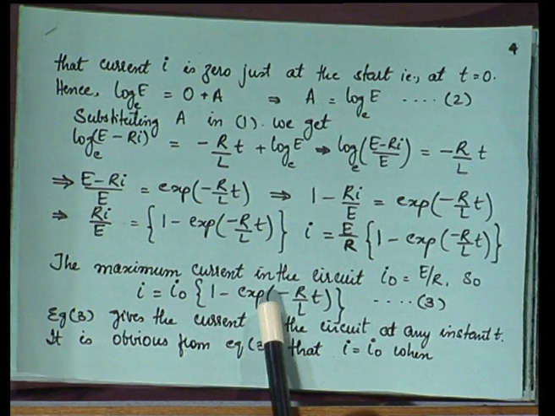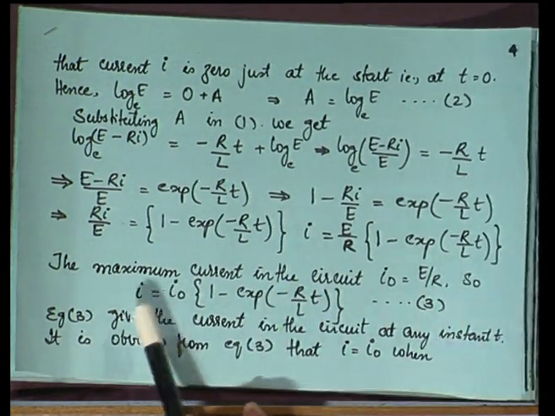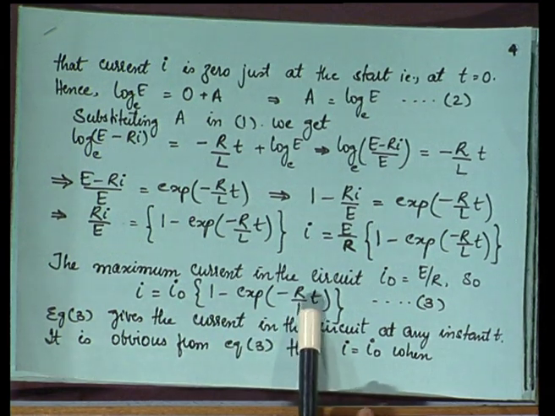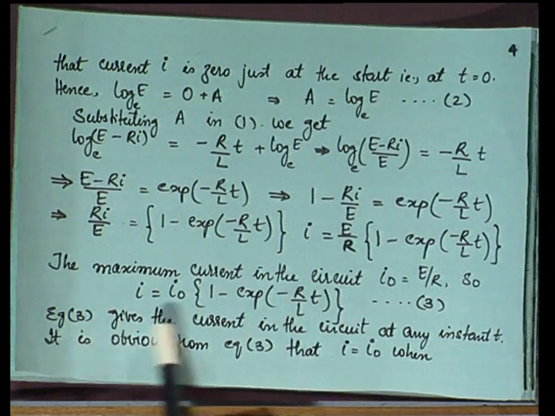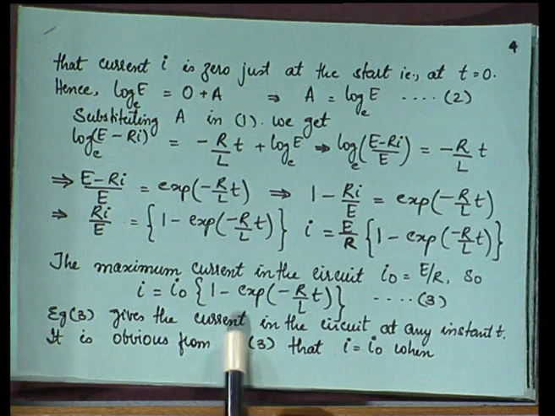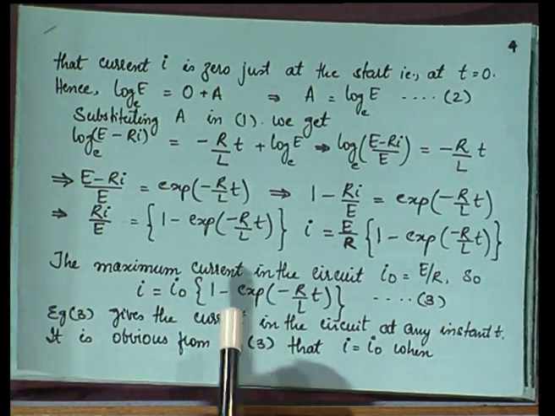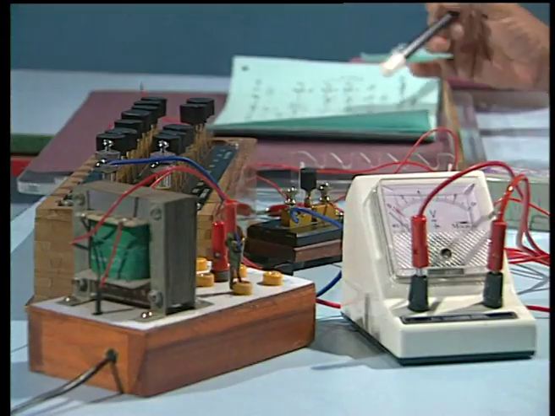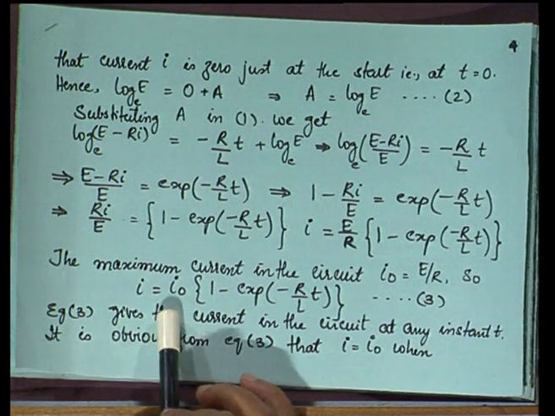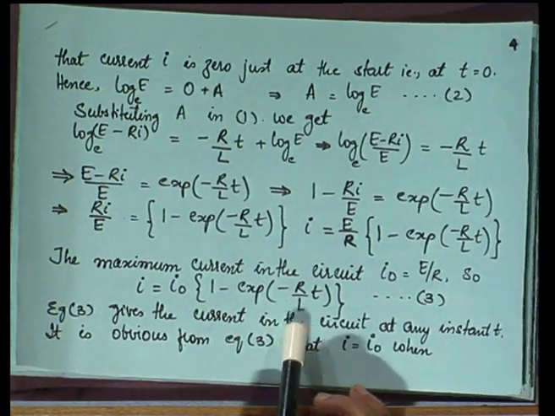The maximum current in the circuit will be when I naught is equal to E by R. So i is equal to I naught into (1 minus e to the power of minus R by L into t). This equation gives the current at any instant of time in the LR circuit. Therefore, the current flowing through the choke at any time is given by i equal to I naught into (1 minus e to the power of minus R by L into t).